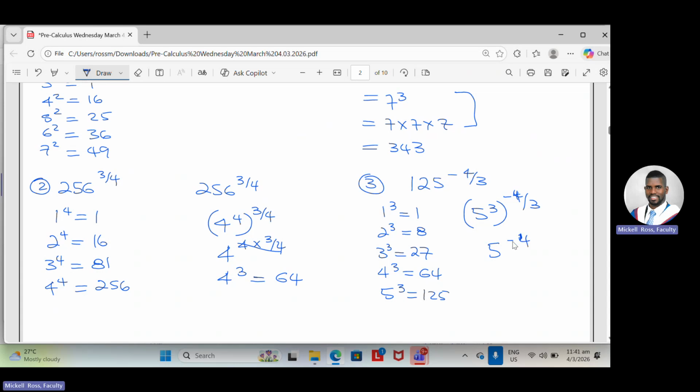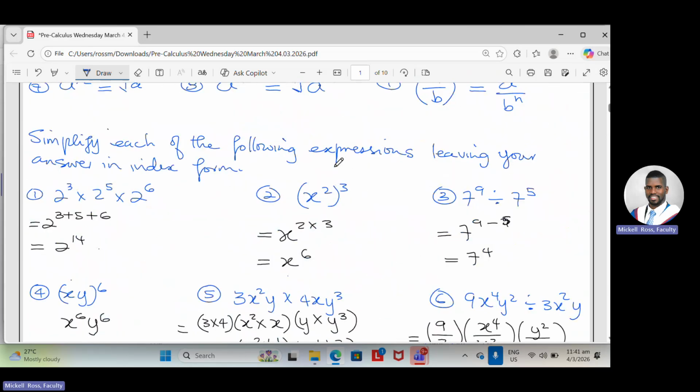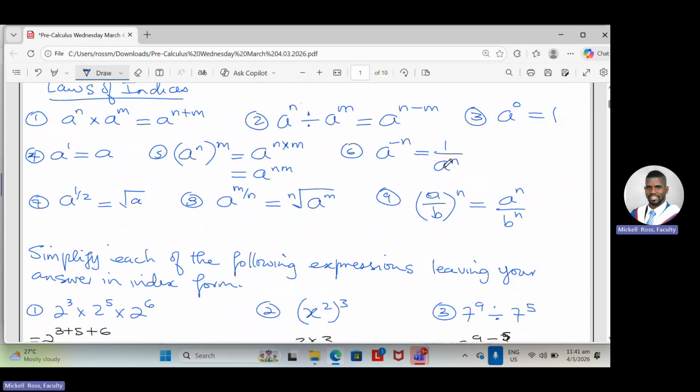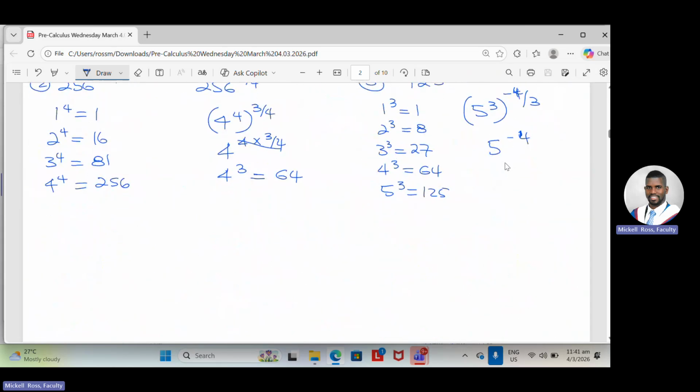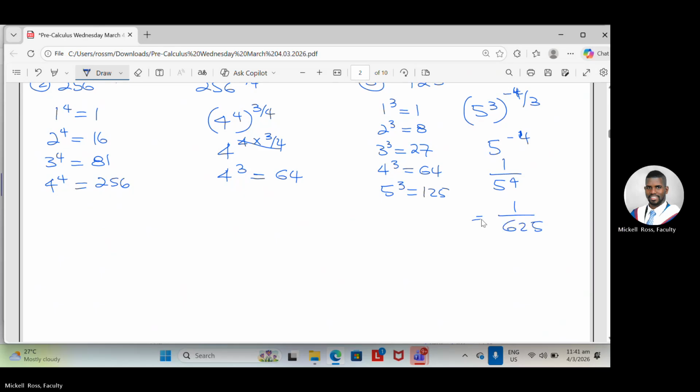Now, herein comes another rule. The rule that we're looking at is the one with the negative power. Anything that has a negative power is the same as writing 1 over the same base to a positive power. So now we're going to end up with 1 over 5 to the 4th power. Now this is simply saying 5 multiplying by itself 4 times, right? So this is going to give us 1 over 625. All right, so that's what we would get for this answer right here.